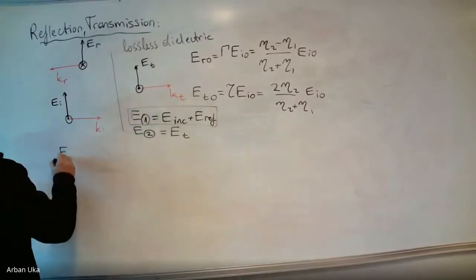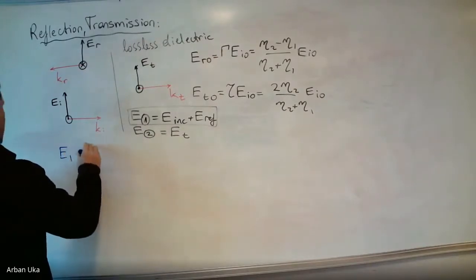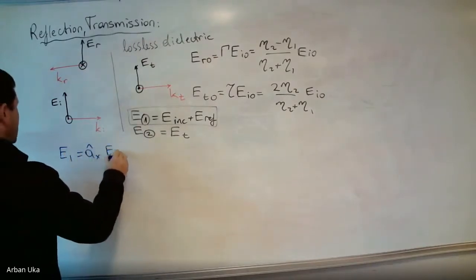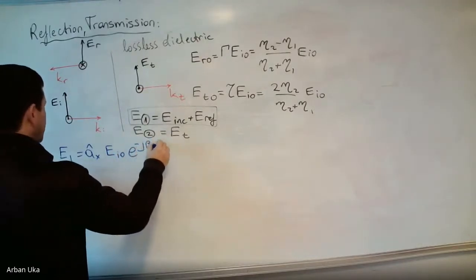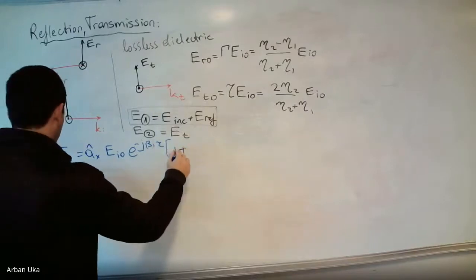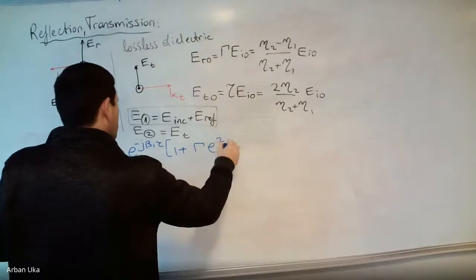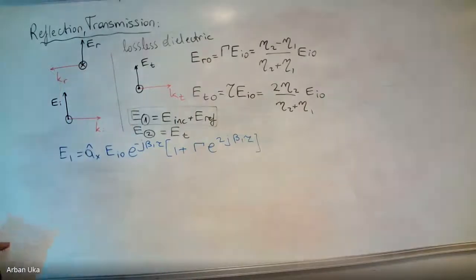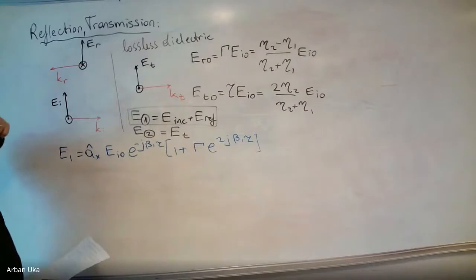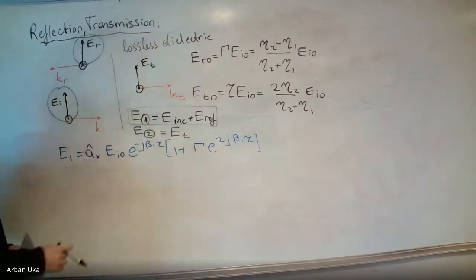we get the E1, which is equal to a_x E_i0 times e to the power minus j beta 1 z, times 1 plus the reflection coefficient e to the power 2j beta 1 z. Okay. So this is the total electric field vector in medium one, which is this component plus this component.